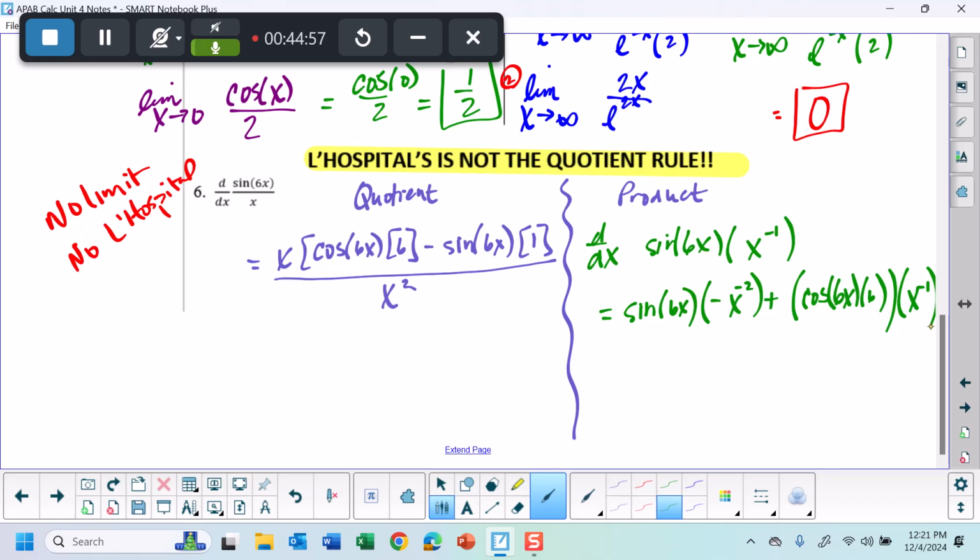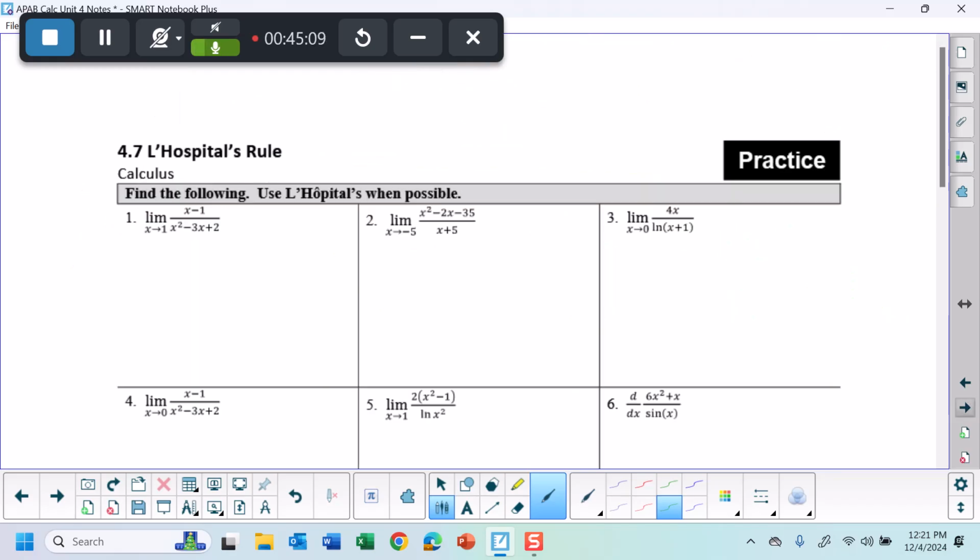Okay. So that's L'Hôpital. And that's our last conversation. What I'd like you to do is do me a favor, look on this back and just scan it over with your partner and find the ones that are no L'Hôpital. Talk about it with your partner, go.